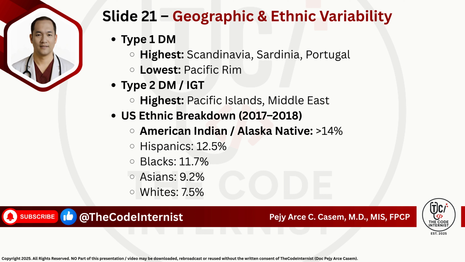Diabetes doesn't affect every region or group equally. Scandinavian countries have the highest rates of type 1, while type 2 is most common in the Pacific Islands and Middle East. In the U.S., minorities are disproportionately affected. American Indians and Alaska Natives have the highest rates, while even Asian Americans, despite having lower BMI, still have significant risk, often developing diabetes earlier and at younger ages.